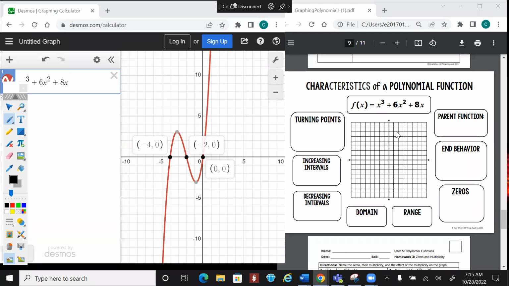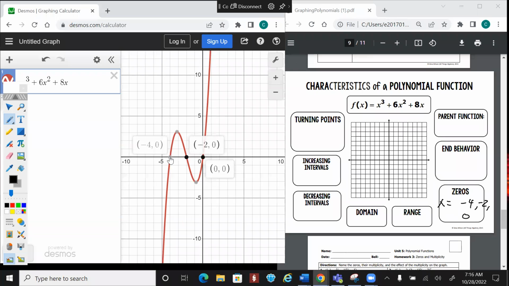So when you graph this, where are my zeros? Let's go ahead and start with that, because that's what we talked about yesterday. Okay, so we're going to write that down here where it says 0. So we're going to say x is equal to -4, -2, and 0.